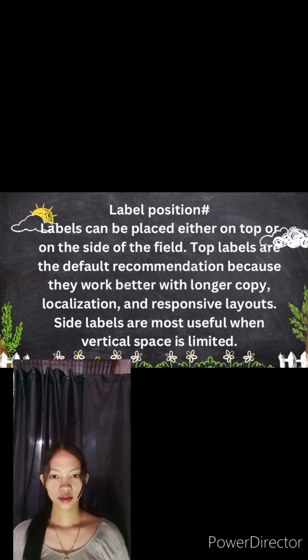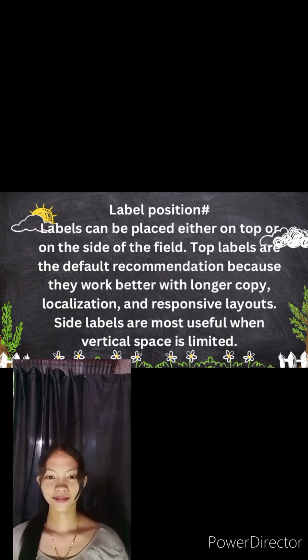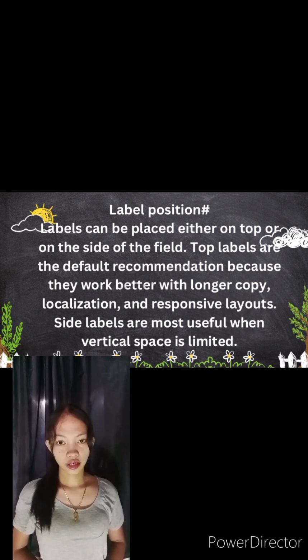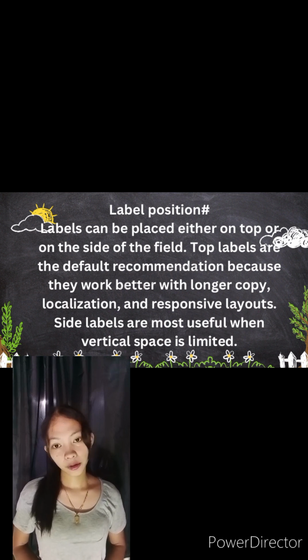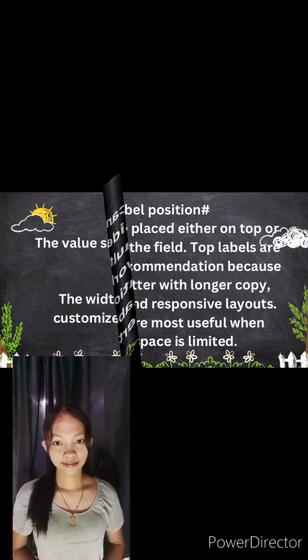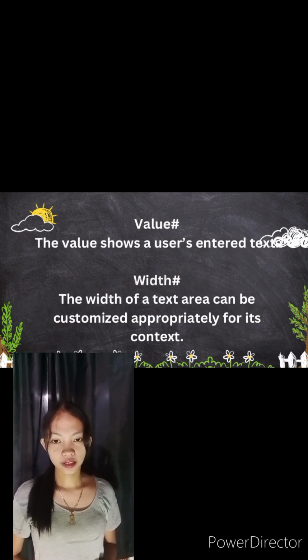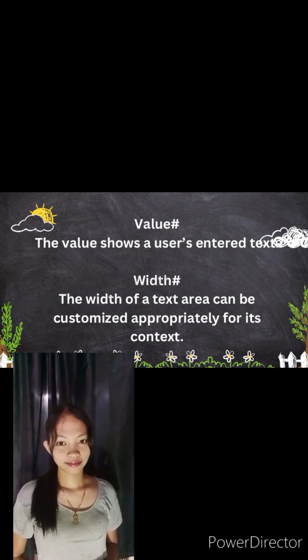Label position. Labels can be placed either on top or on the side of the field. Top labels are the default recommendation because they work better with longer copy, localization, and responsive layouts. Side labels are most useful when vertical space is limited. In the text area, there should always be a label for what you will write in a text field. You may see labels on the upper area of the text boxes. Value. The value shows a user's entered text.